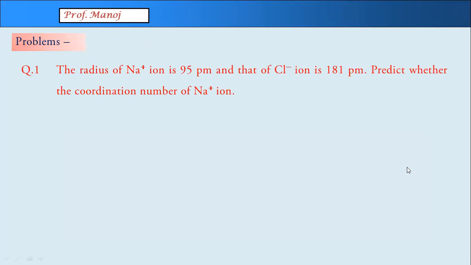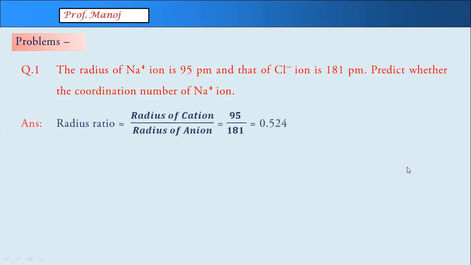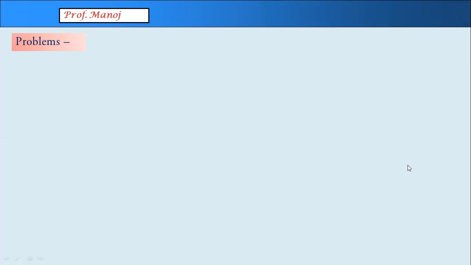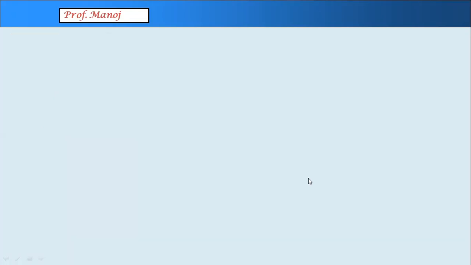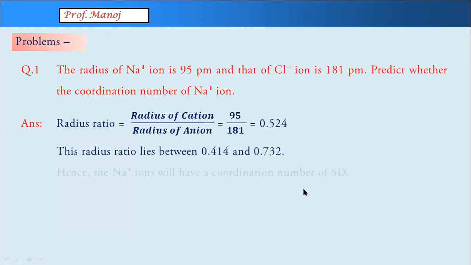Radius of cation 95 picometer, anion 181 picometer. Predict what is the coordination number. So radius ratio you can see here is 95 upon 181, that's 0.524. If I go back for a moment and you see where is 0.524, you can see this comes in this range. So the coordination number has to be 6 and the structure will be octahedral. So unless you know the table by heart, you cannot solve any of these problems.